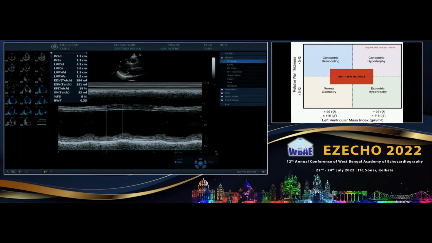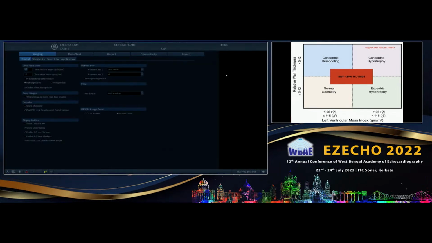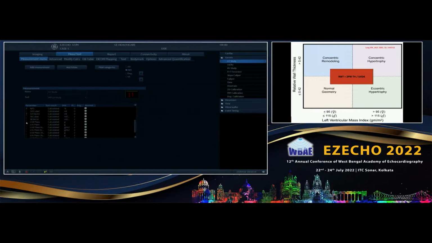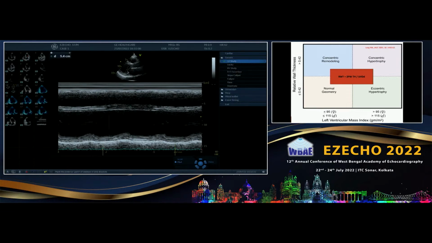So now, as we know, if the numerator increases, that means the dimension increases, and the denominator doesn't increase, that means the LV cavity dilatation is eccentric. While if the LV internal diameter reduces or remains the same while the thickness goes on increasing, that is the denominator increases, that means this is a concentric one, correct?